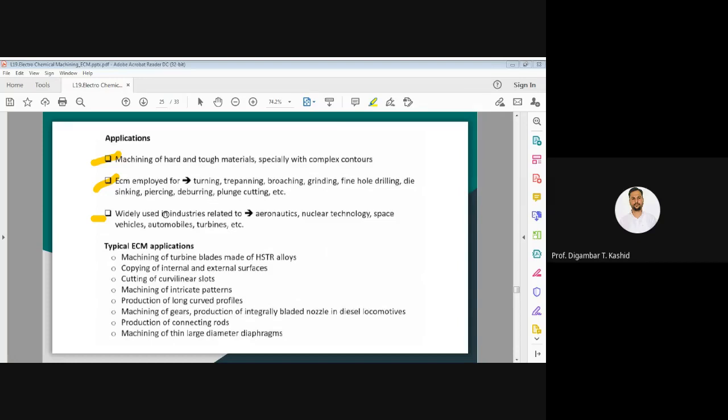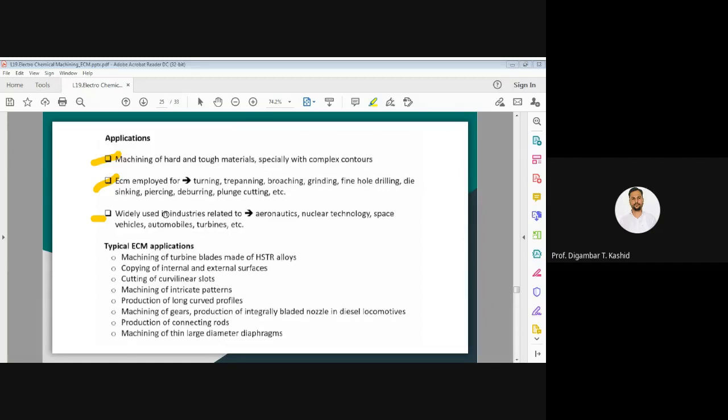Also it is used for machining very complex contours on the workpiece surface, which is not possible with other conventional machining processes. ECM can also be used for turning, trepanning, broaching, grinding, fine hole drilling, die sinking, piercing, and deburring operations. All these kinds of operations are possible using the ECM technique.